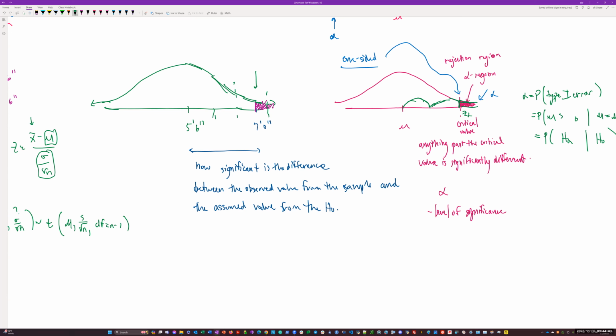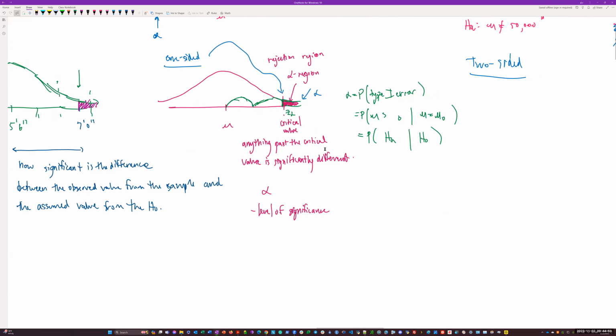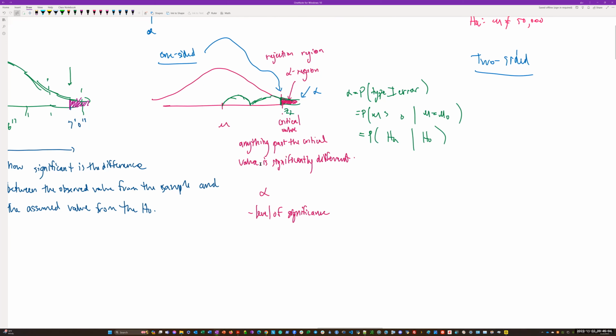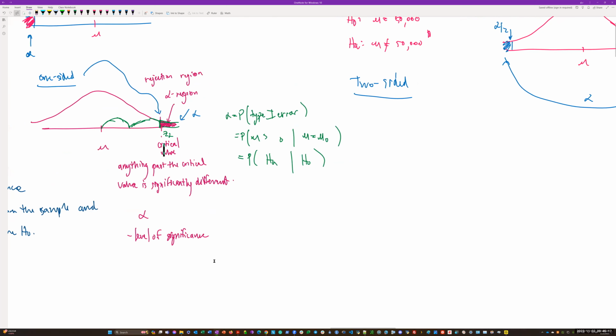Derivative of what? What do you mean? Critical value is fixed, so the derivative would be 0. So the slope changes based off which critical value you refer to. Anything past the critical value we say is significantly different. We define alpha to be this level of significance. Does that make sense? Sometimes people call it 1 minus alpha, but for a confidence interval, it's 1 minus alpha. Does that make sense? All right.